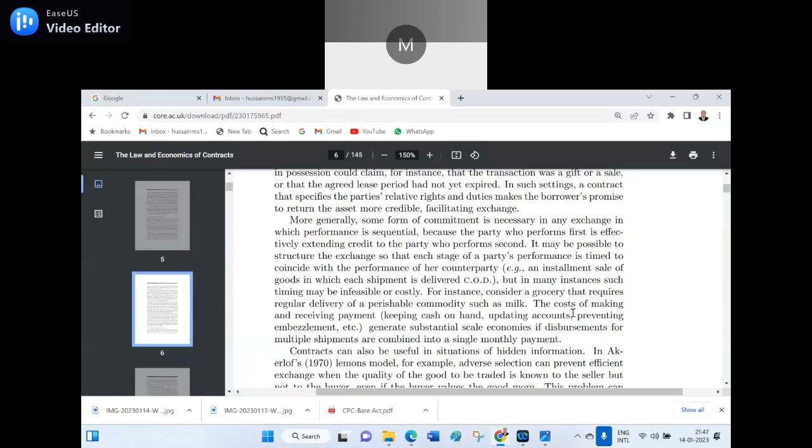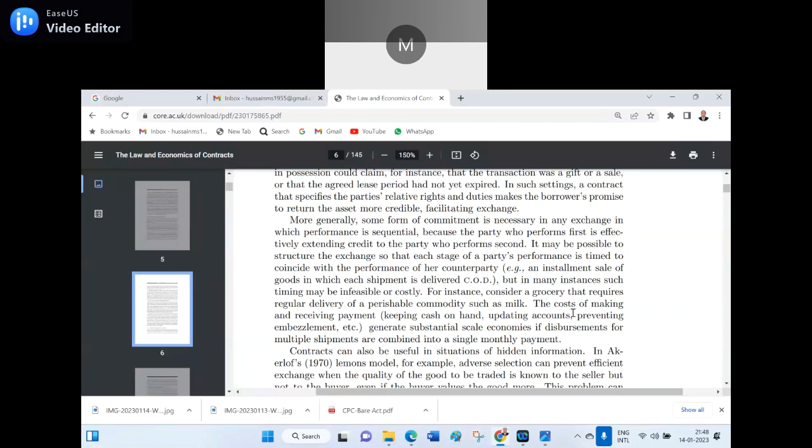It may be possible to structure the exchange so that each stage of a party's performance is timed to coincide with the performance of the counterparty. It depends upon the agreement of both parties. An installment sale of goods in which each shipment is delivered COD, that is, delivery on payment, or delivery after payment, or free payment. So these are all the terms and conditions to be there when you are making the shipment. But in many instances, such timings may be infeasible or costly.